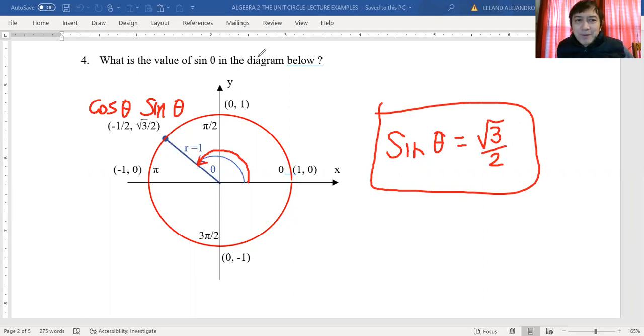All right. So what is the value of sine theta? You can see the point, the intersection of the terminal side with the unit circle, and that is where this angle theta is. And so we're asked to get the sine of theta. So the unit circle is very useful in finding the trigonometric functions sine and cosine. So this is the answer for number 4. Let's continue with the next number, number 5.